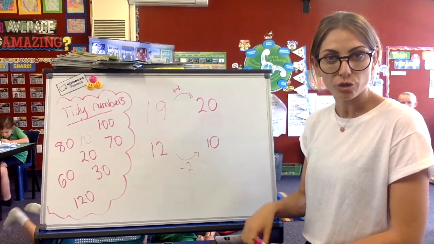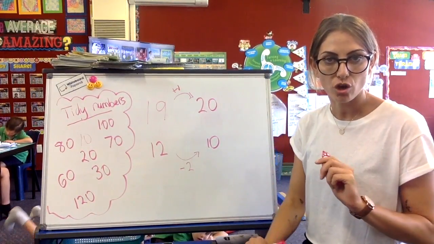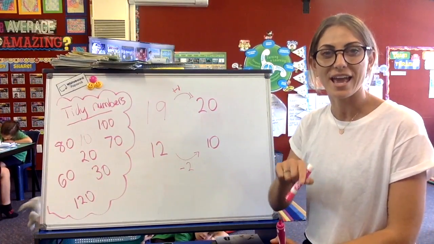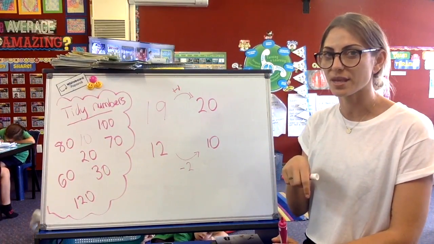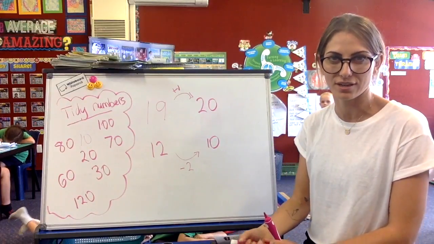On the next screen, you're going to pause and you're going to see a range of numbers. You're going to either need to add something to them or take away something to round them to the nearest tidy number.